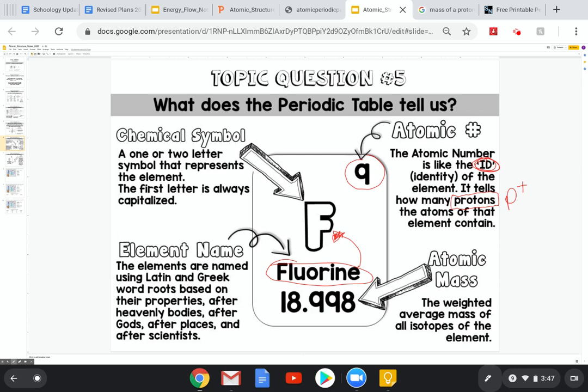So if you are an atom of fluorine, you have to have 9 protons, okay, or else you're not an atom of fluorine. All right, so if you see an F, the F is telling you, hey, we are dealing with fluorine. That means we have 9 protons in the nucleus of the atom. Okay, so 9 protons in the nucleus. We're dealing with the element fluorine. And then this bottom part is actually going to be our atomic mass.